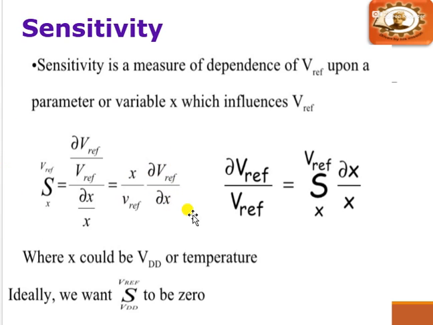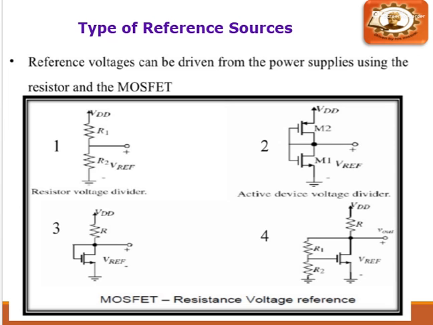If you find out the sensitivity of a system, then you can easily confer how stable your reference circuit is or not. For the ideal case, S should be 0. That means there will be no variation of your reference voltage with respect to temperature or with respect to supply voltage VDD. So these are the four circuits with which we can generate our V reference.